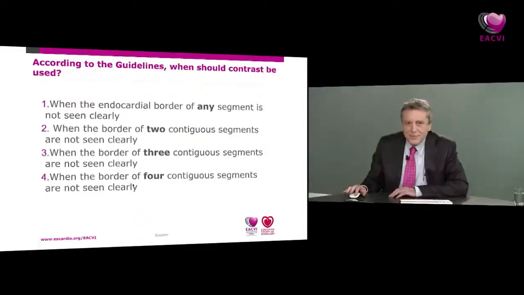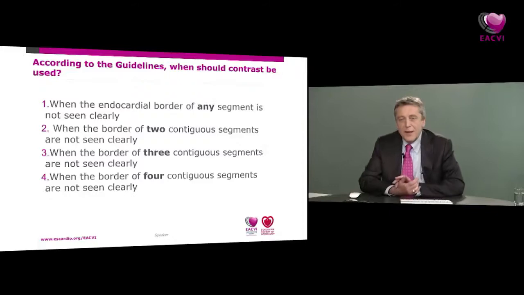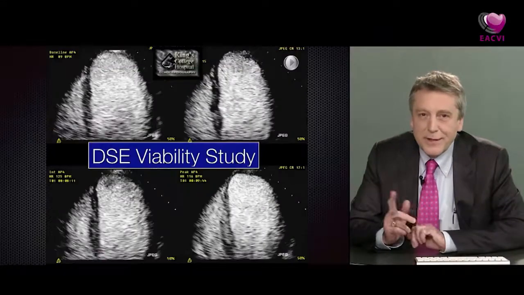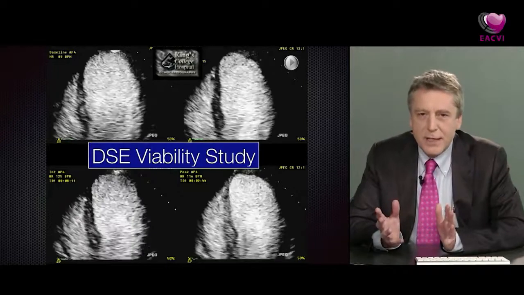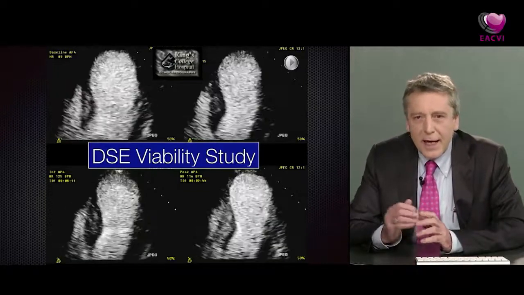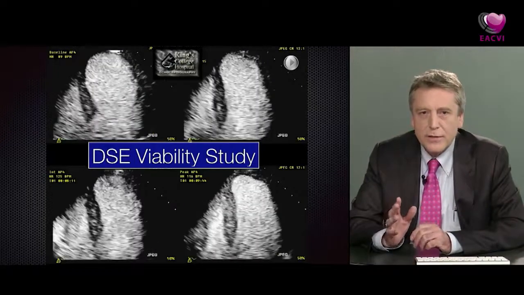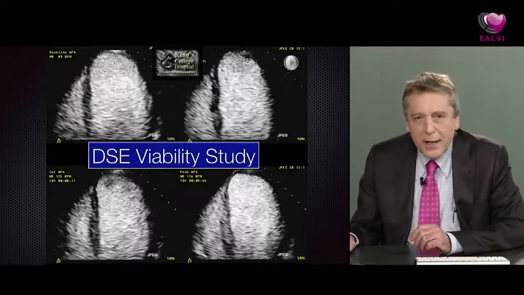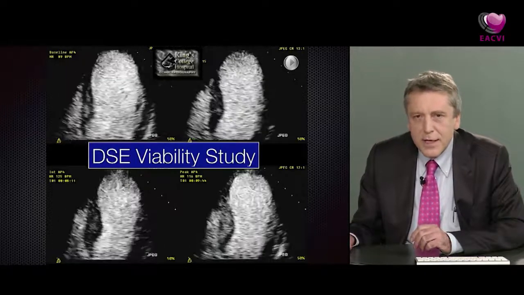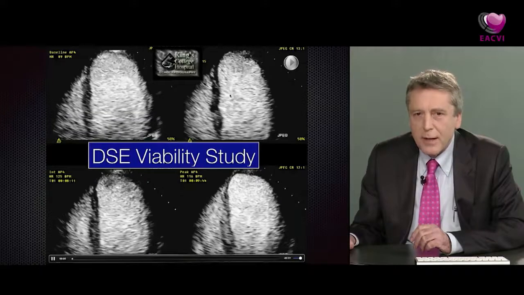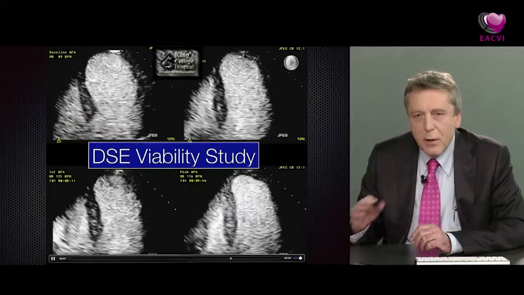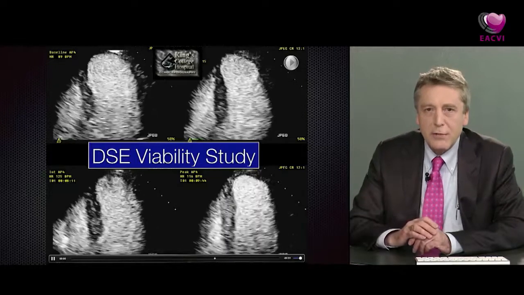I'm not going to ask you questions on this one, but that doesn't mean you shouldn't be paying attention. I want to show you an example of a viability study now. As I said at the beginning, the protocol for this is we would start off, and you'll see this at the top here, this is at baseline, this is at 5, 10 and 20 micrograms per kilogram per minute of dobutamine. And what we're looking for is evidence of contractile reserve.